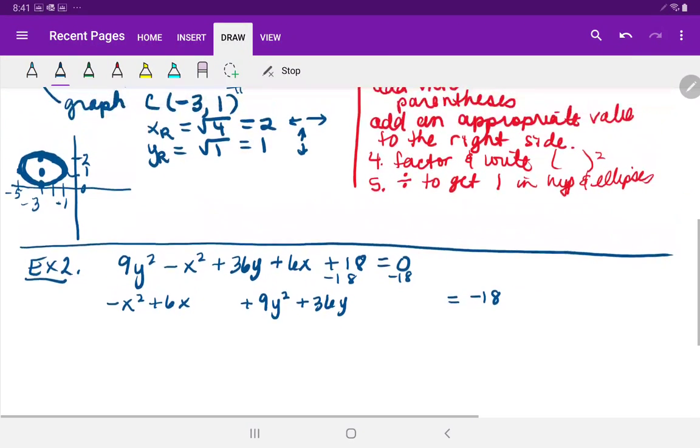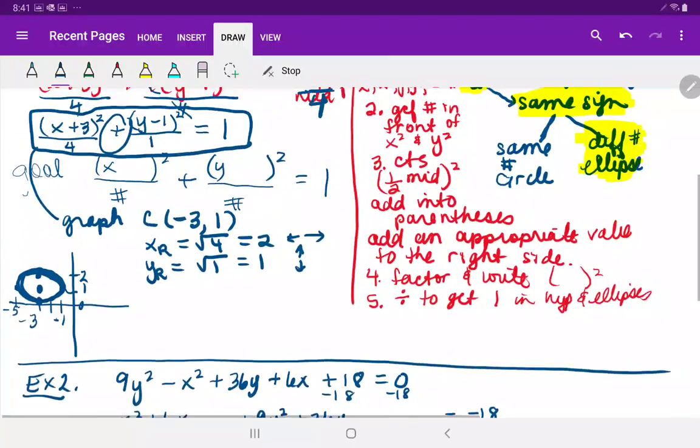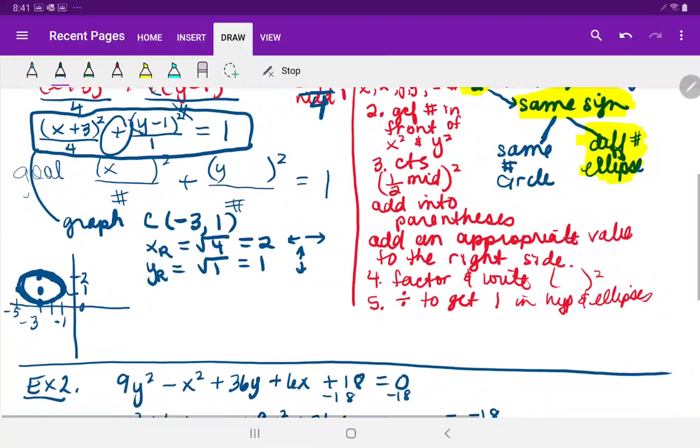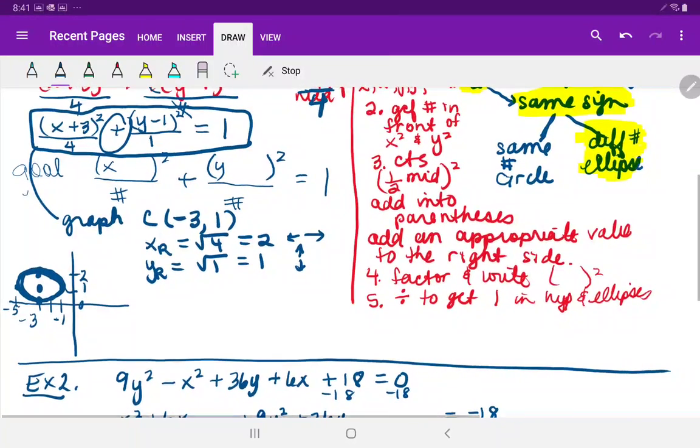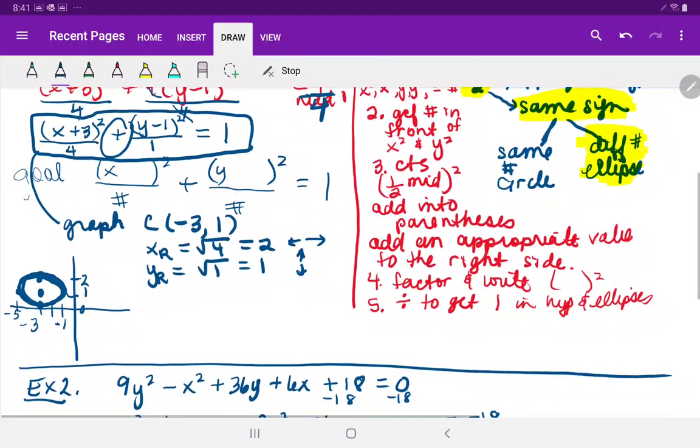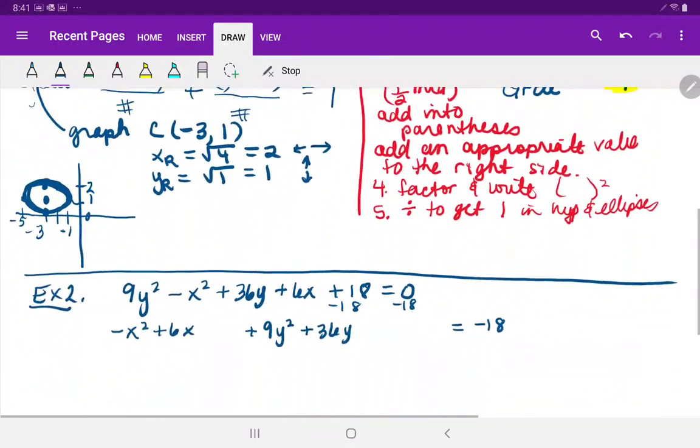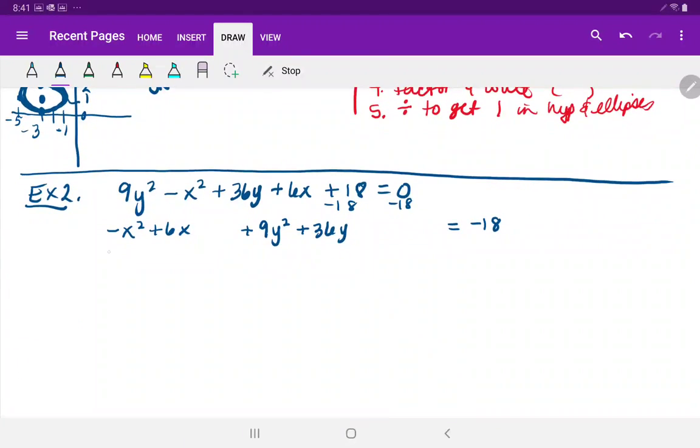Okay, step number 2, after organizing, set to GCF number in front, so factor, greatest common factor. So greatest common factor, the number in front. So we're going to take the common factor out. So this is negative 1. And then I'm going to factor out a 9 equals negative 18.